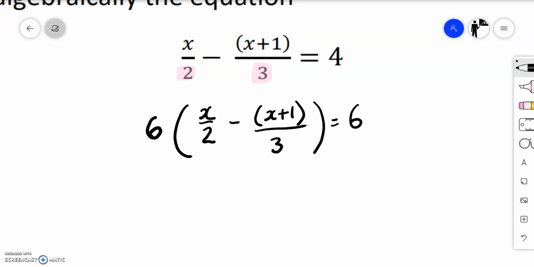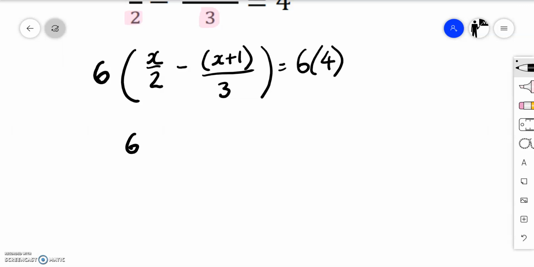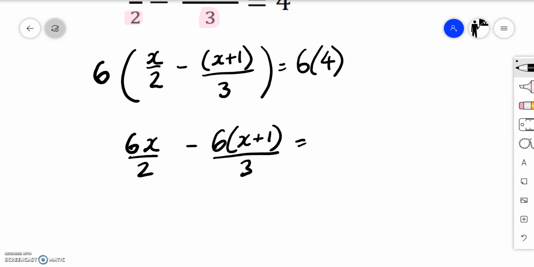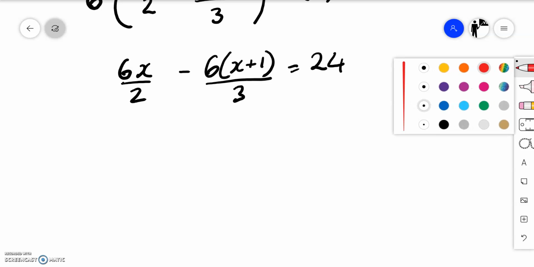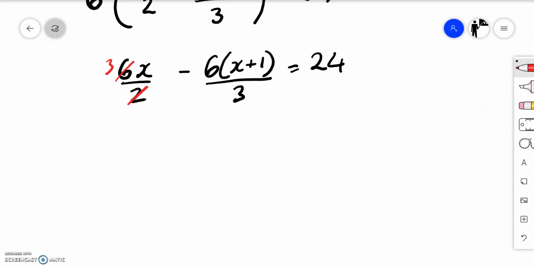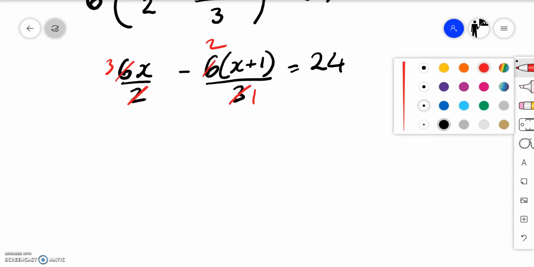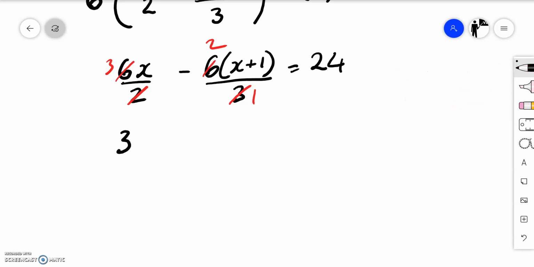I'm going to multiply this by 6. So I'm going to get 6x over 2 minus 6 times x plus 1 over 3 equals 24. And then from there we can go ahead and simplify, because 2 goes into this once and into this 3 times, 3 goes into this once and into this 2 times. And that's going to give us 3x minus 2 bracket x plus 1 equals 24.